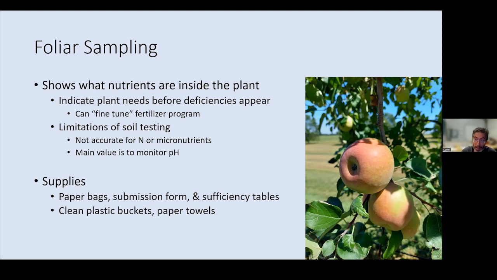But as we saw in that pH table or graph, it can be quite important to do so because it affects the availability of micronutrients and macronutrients. Supplies will need paper bags, the submission form, and sufficiency tables used to interpret. And then clean plastic buckets or paper towels for washing are optional.